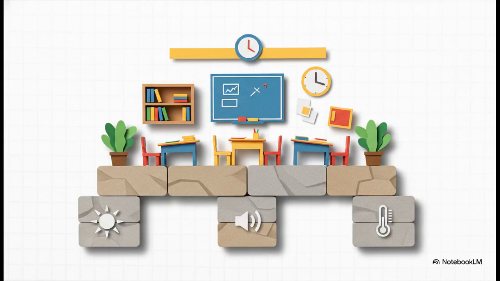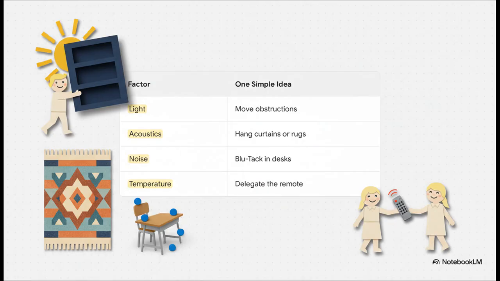And first things first, before we get to the fun stuff, we have to address the absolute basics. These are the foundational things like light and sound that are so easy to overlook but can completely make or break a learning environment. And just look at how simple some of these fixes can be. Can students see clearly? Just move that bookshelf that's blocking the window.